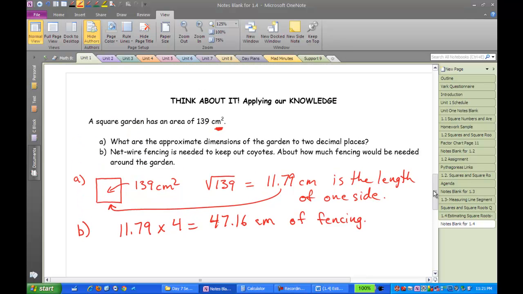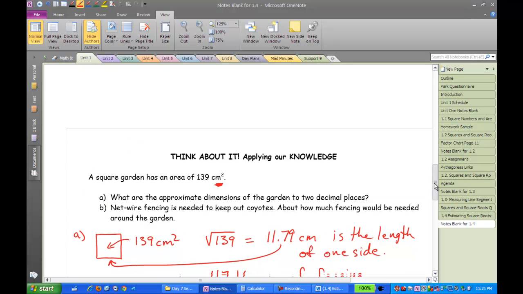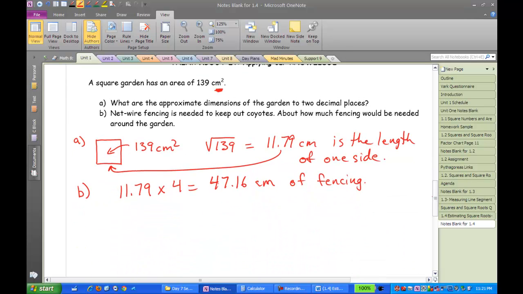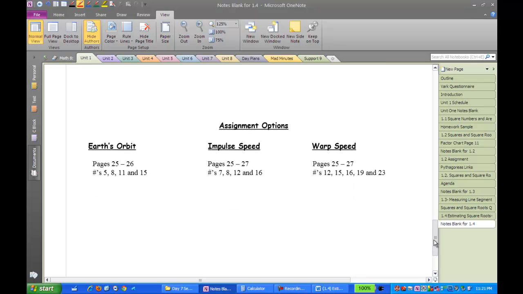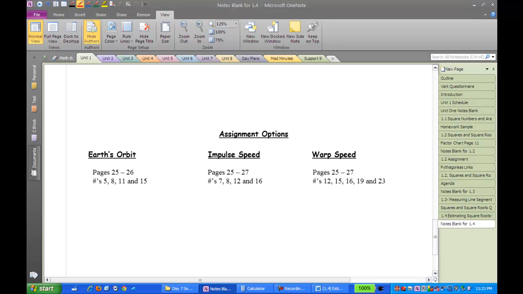Those are the ways to calculate square roots, side lengths, and deal with perimeter, right? Your assignment, you have 3 options. Earth's orbit, right? Take it a little bit easy. Do numbers 5, 8, 11, and 15 on pages 25 and 26. Impulse speed, numbers 7, 8, 12, and 16 on pages 25 and 27 if you want a little more challenge. And if you want to be challenged a bit more, numbers 12, 15, 16, 19, and 23 on pages 25 to 27. Have fun.